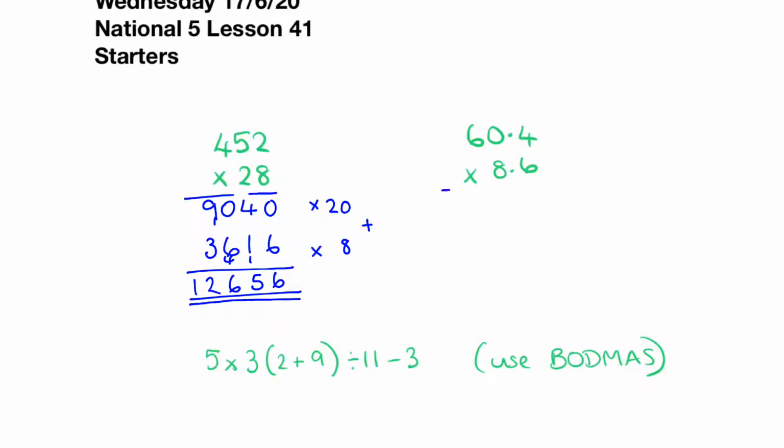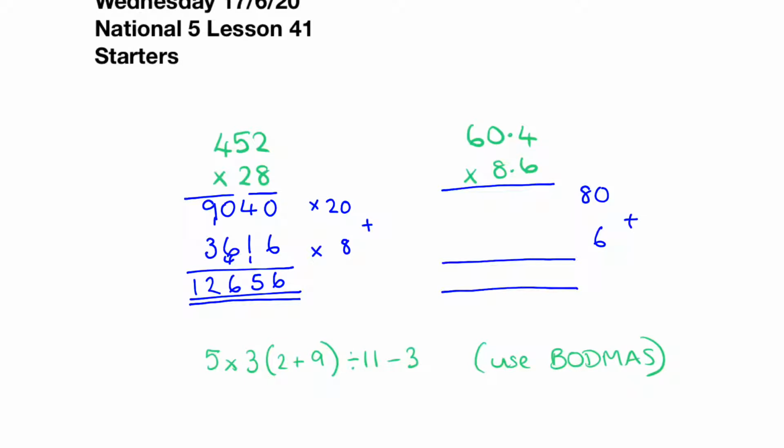Okay, on to the next one. So what we're going to do here is ignore the decimal points. We're going to pretend they don't exist. Actually, that's not helpful to put crosses there, it looks like times. We're just going to ignore them. Okay, so at the side, we're going to do times 80, and then times 6, and then add them together, and then work out where the point goes.